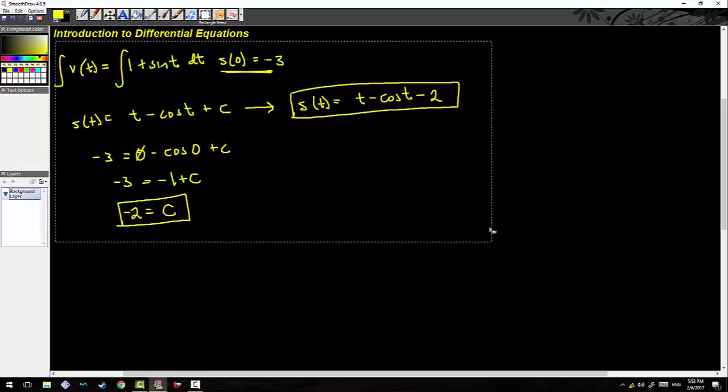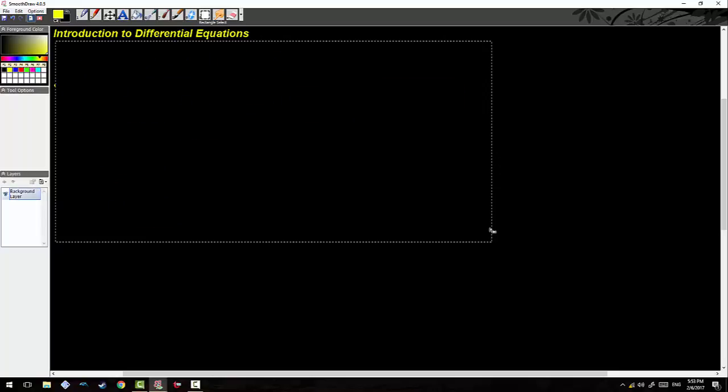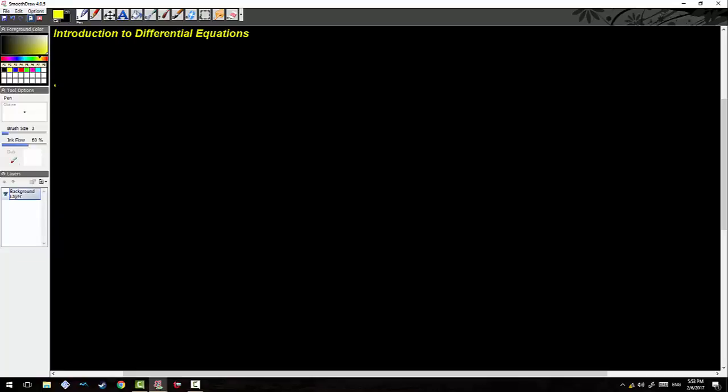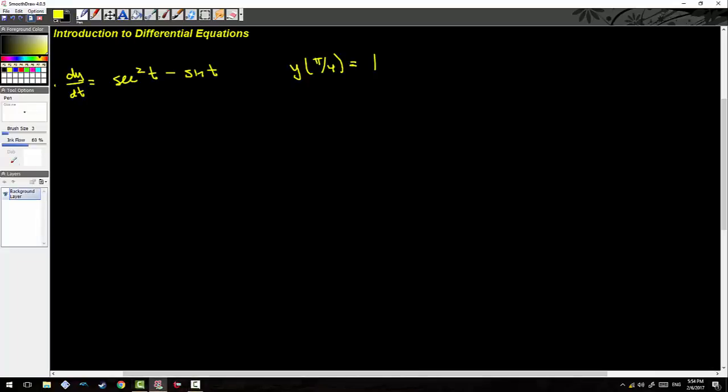Now, what we're going to do is we're going to work on a couple of initial value problems, just to get ourselves warmed up. So I'll go ahead and write one down for us. Give me a second. So here's the first of our examples.